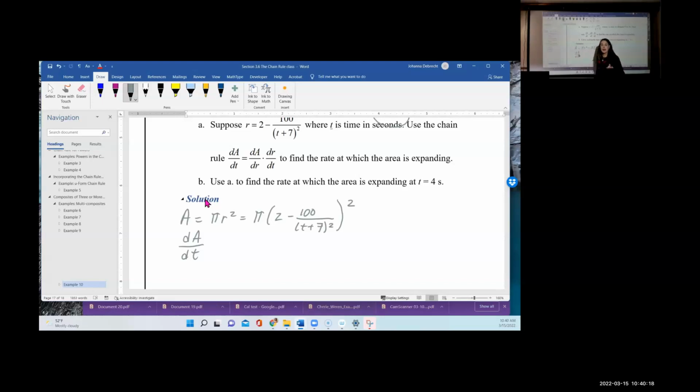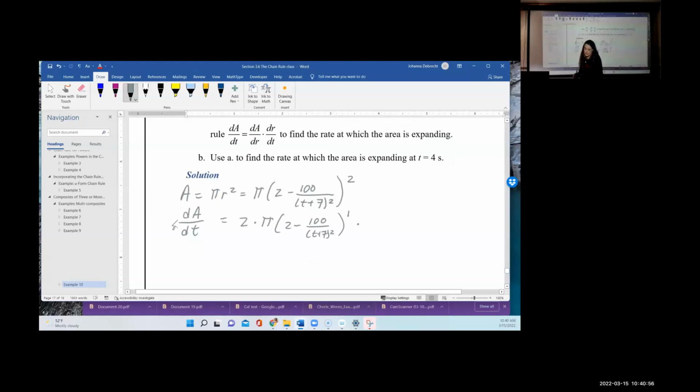Remember that pi is a constant, just like a phi. So it is not going to affect the derivative. It's just going to come along as a scalar multiple. So we pull the power 2 to the front and multiply it by the pi. So this gives us 2 times the pi, freeze the inside, 2 minus 100 over t plus 7 quantity squared, reduce the power by 1 to 1, and then multiply by the derivative of what's inside.